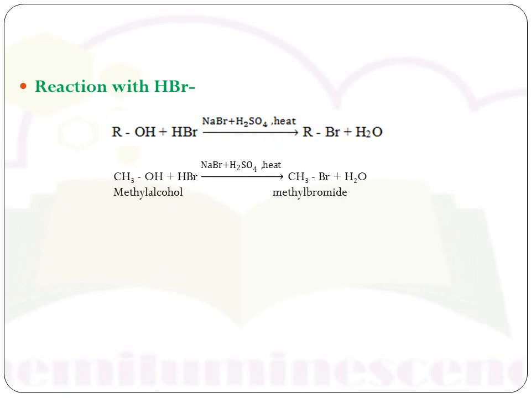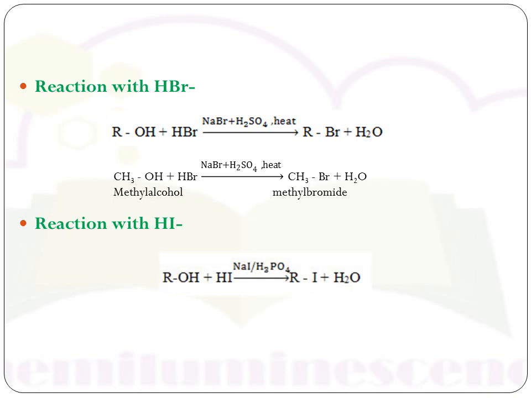This is the example when methanol reacts with HBr, it forms methyl bromide. Here the OH group of alcohol gets replaced by a Br atom and forms methyl bromide. Next one is the reaction with hydrogen iodide. This reaction is used for the preparation of alkyl iodide.